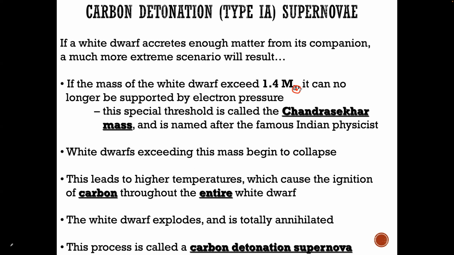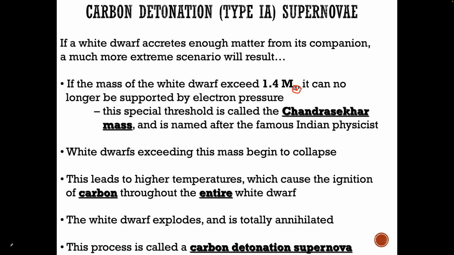it can no longer be supported by electron pressure. Now, if you remember when we talked about the death of low mass stars last time, what actually happens is that at the end, the star becomes a white dwarf and will become stable. That is because of the electron degenerate pressure. In the central region of a white dwarf, you have electrons, and these electrons create a pressure called electron degenerate pressure, which will balance the gravitational collapse, right?